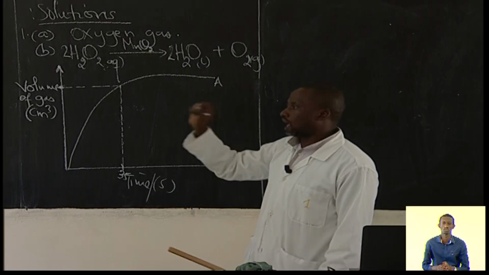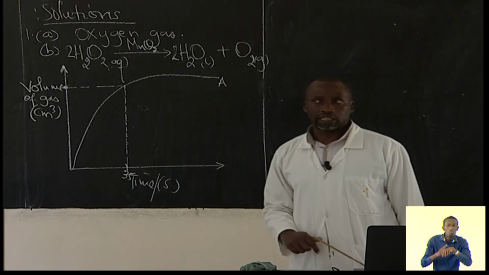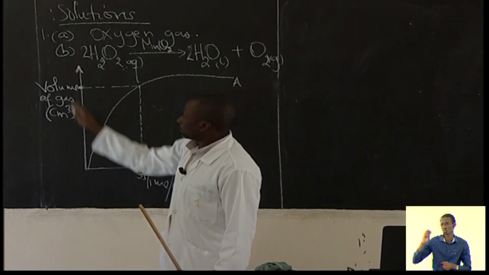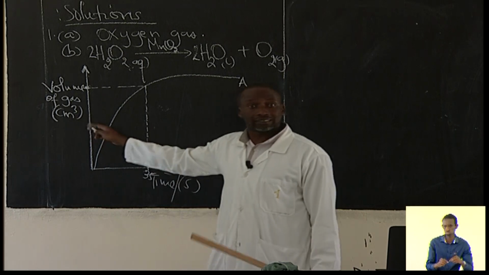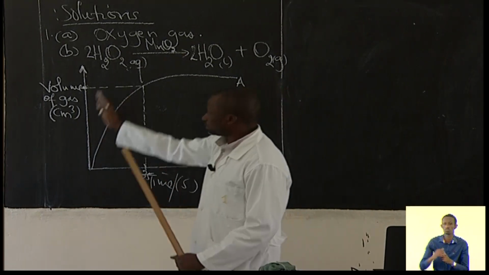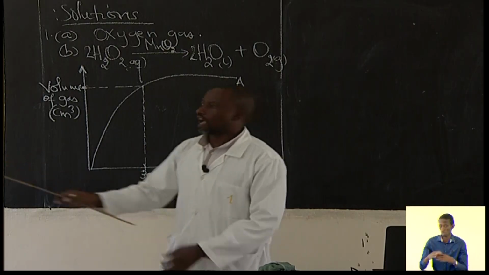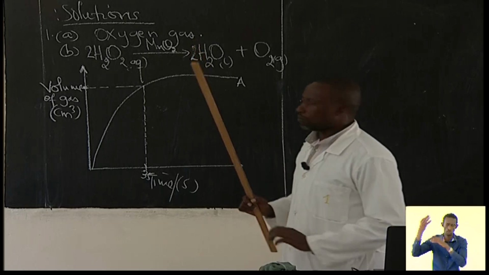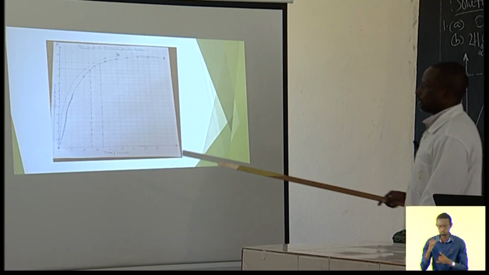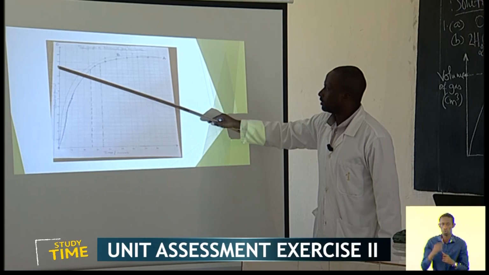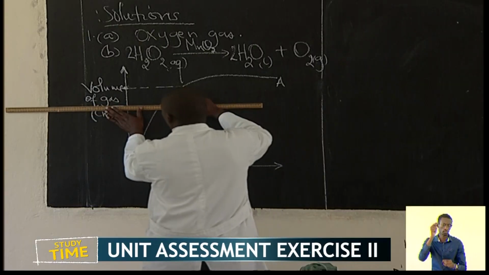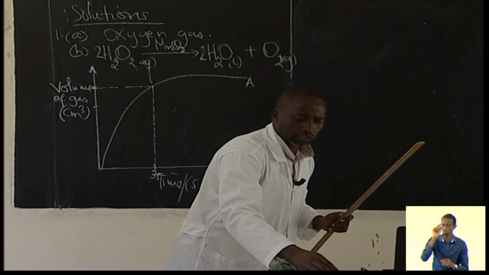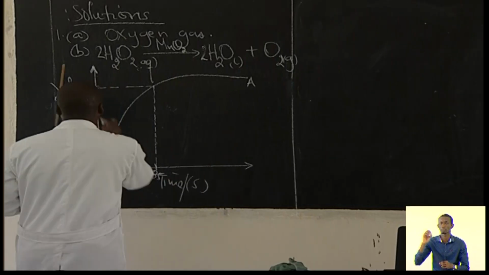Next: time to produce 100 cubic centimeters of the gas. So you have to go to the y-axis, which is the volume of the gas produced. Now you look for that 100 cubic centimeters. For example, if you are moving down, you come here. Assuming 100 was here, that is not actually 100, I'm just using it as an example.